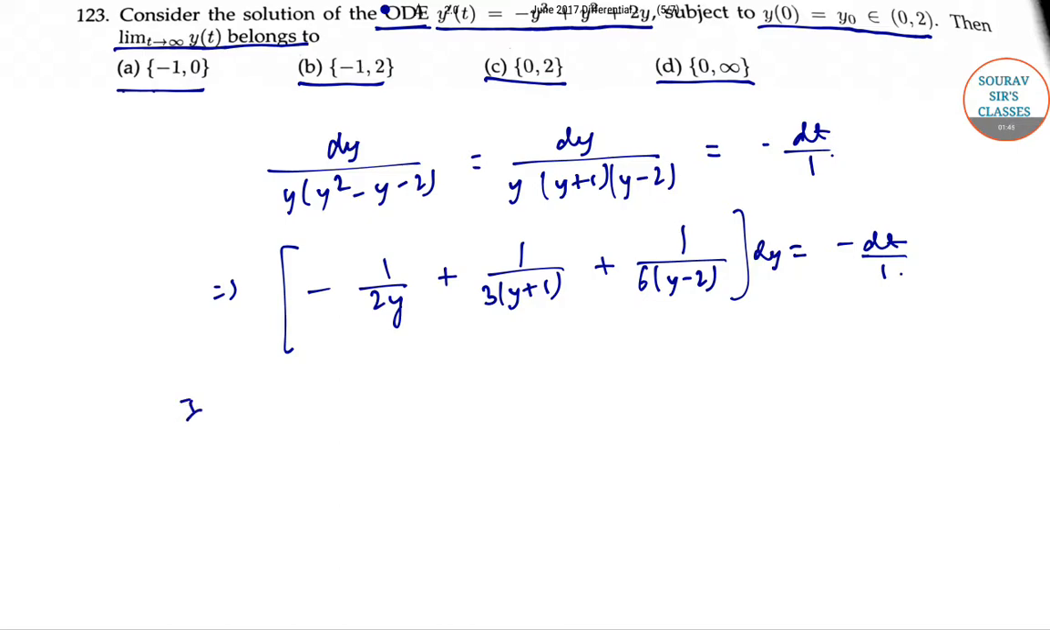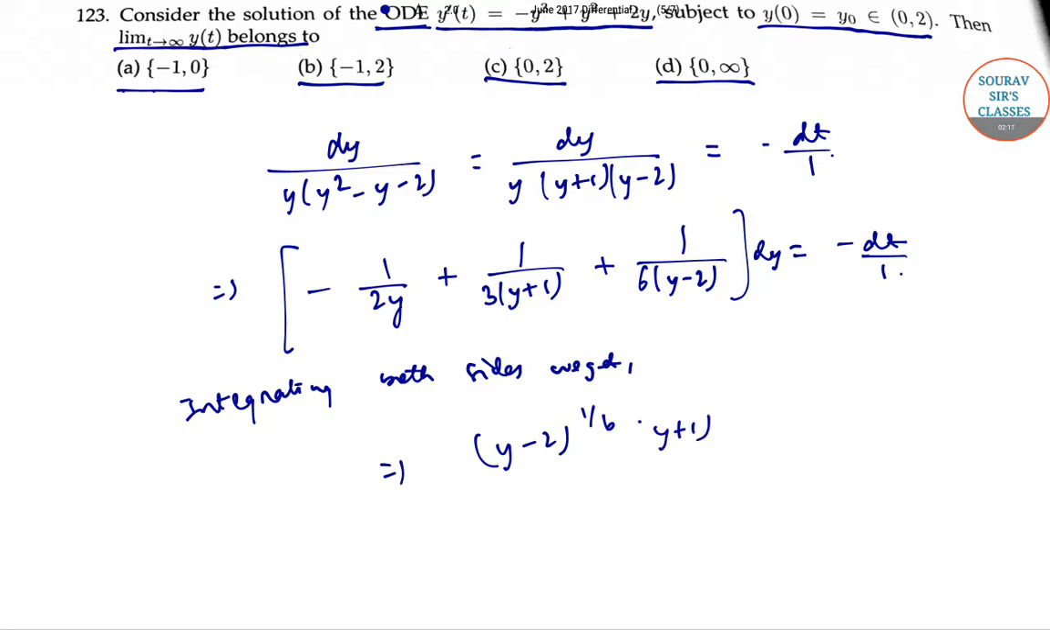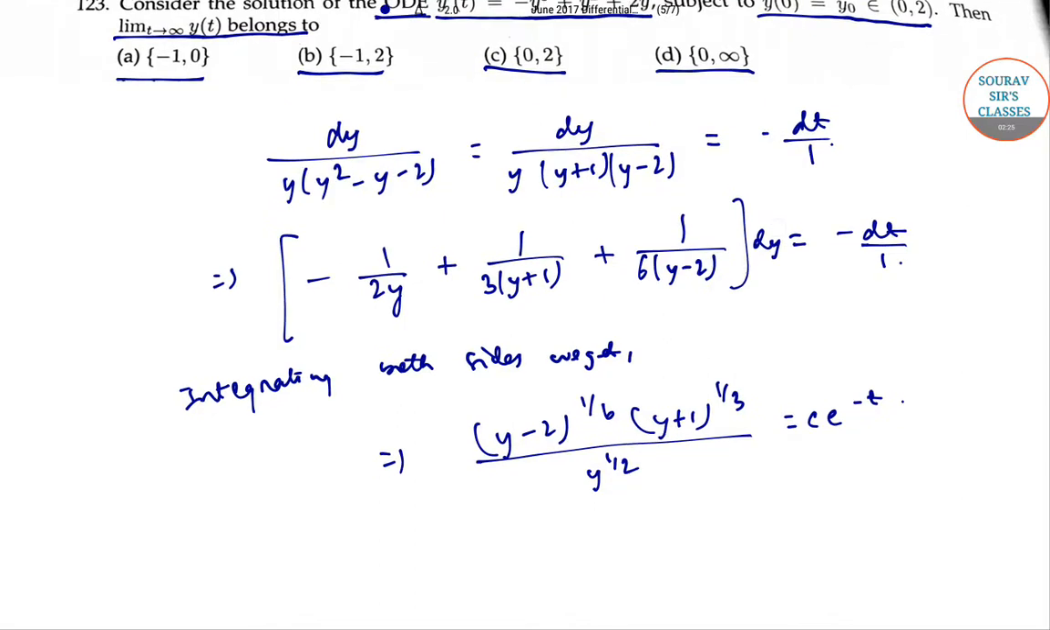Now integrating both sides, we get (y - 2)^(1/6) into (y + 1)^(1/3) by y^(1/2) is equal to c e to the power minus t.